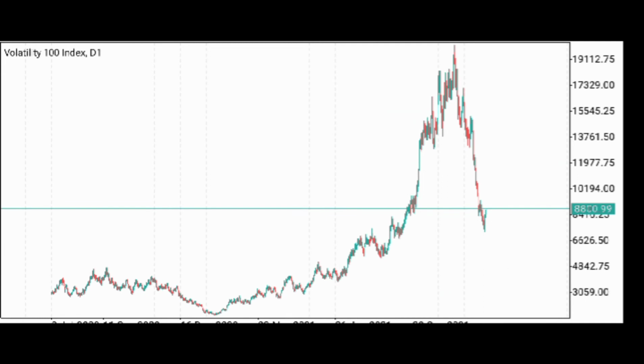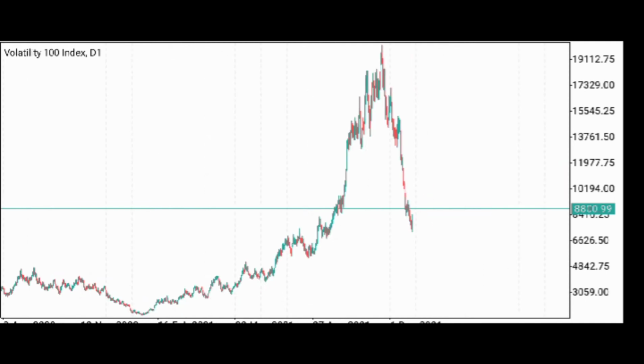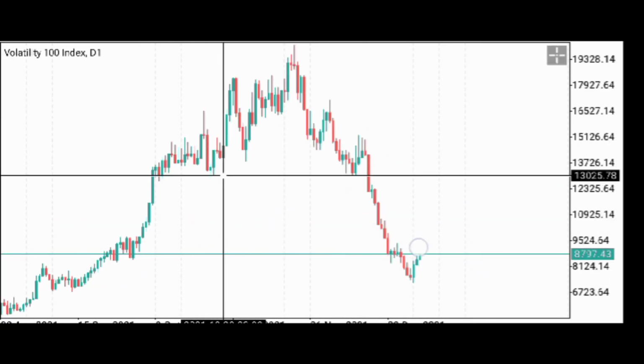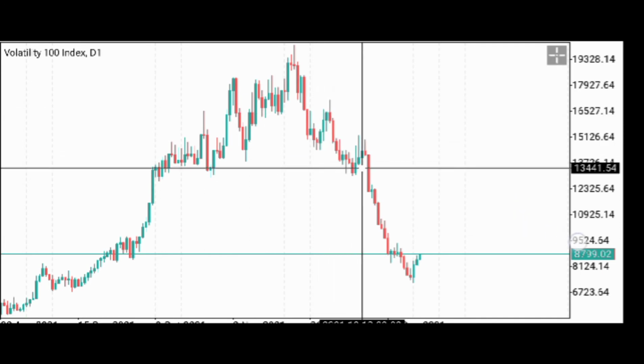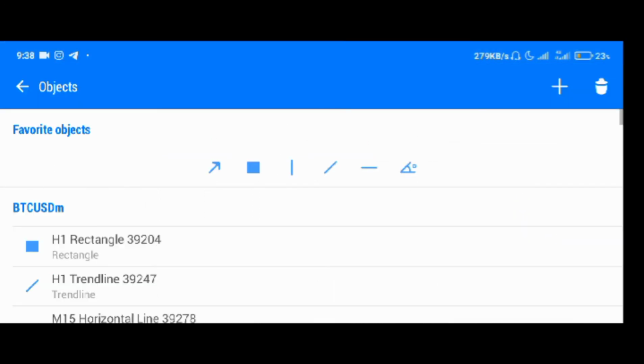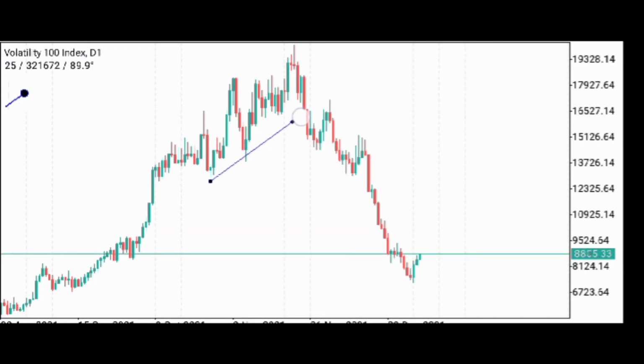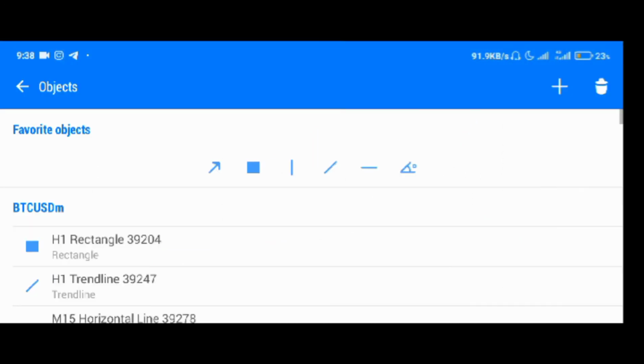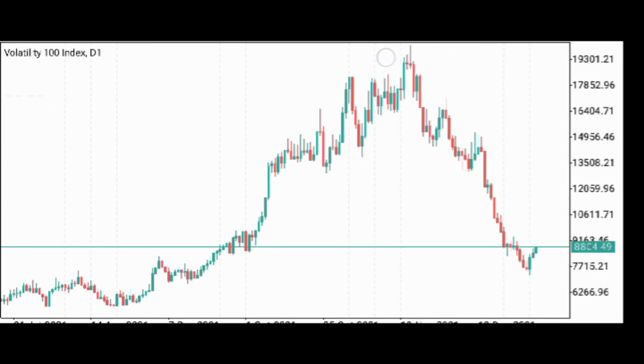So this is our VIX 100, guys. We're going to focus more on current price action. As we can see here, we had a corrective movement, then we went to the downside. This is our daily time frame, guys. We're just going to focus on this corrective movement over here.